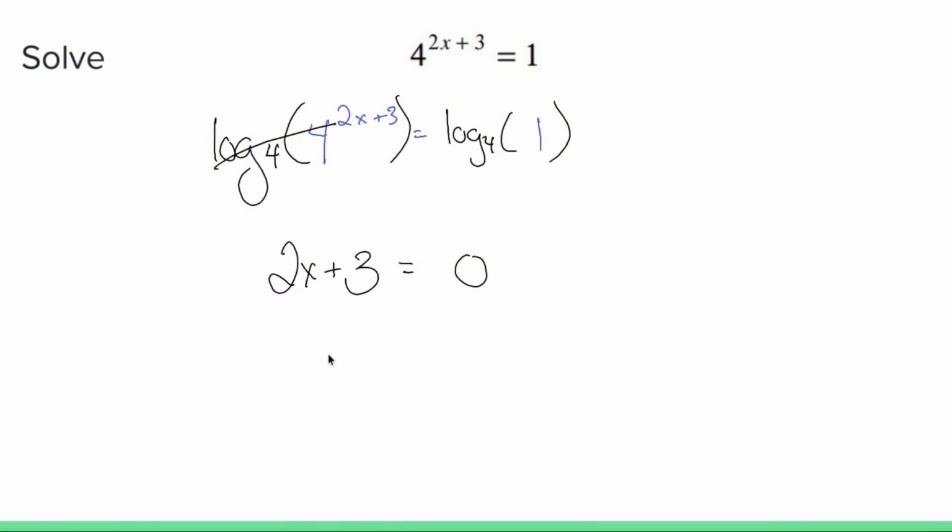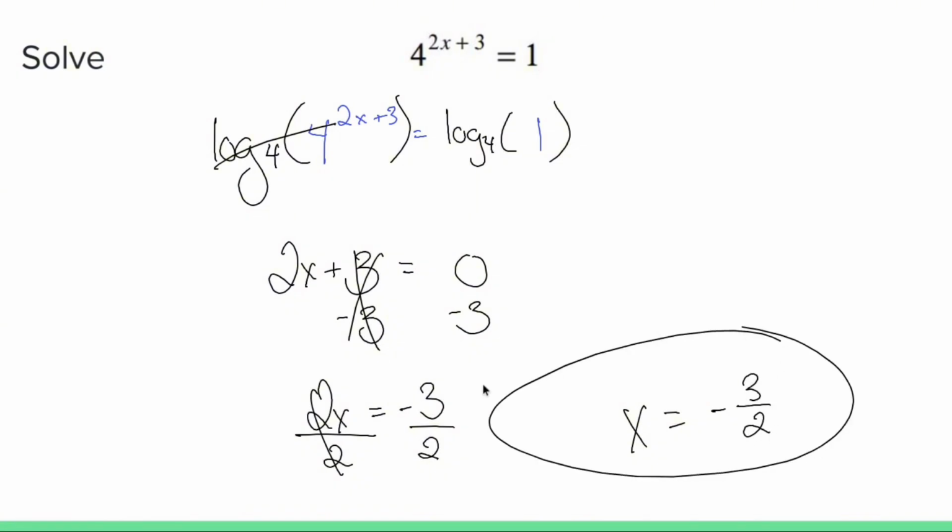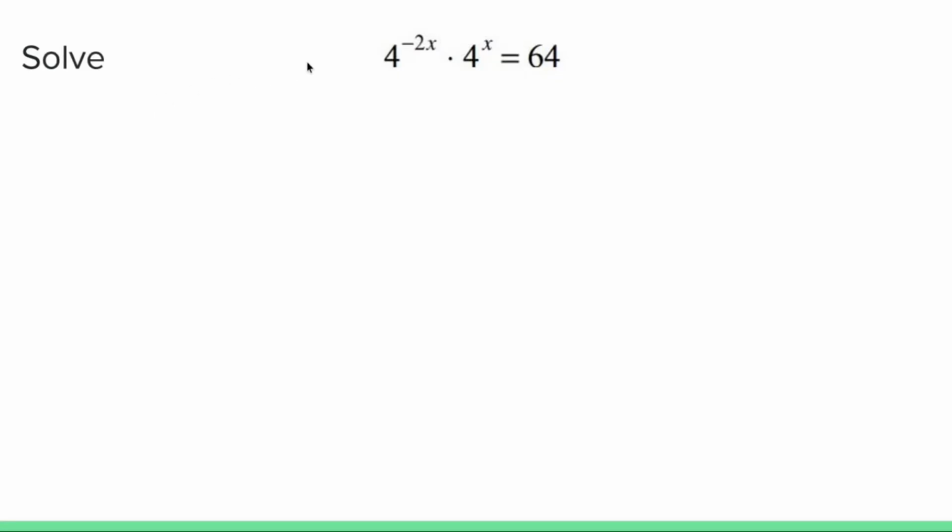So I don't need a calculator for this. All I have to do is subtract 3 from both sides. That gives me 2x equals negative 3. Divide everything by 2, and x equals negative 3 over 2. And that's our guy. Solve 4 to the negative 2x times 4 to the x equals 64.